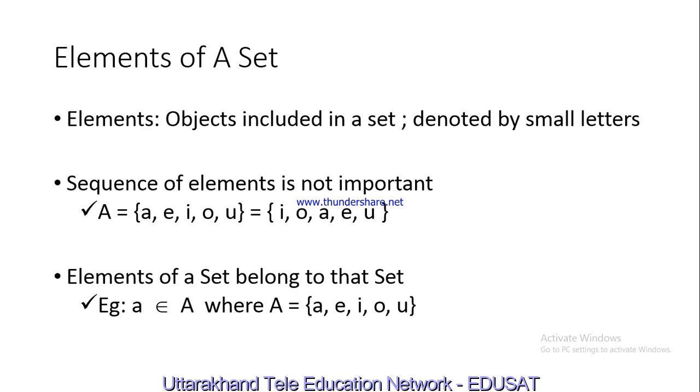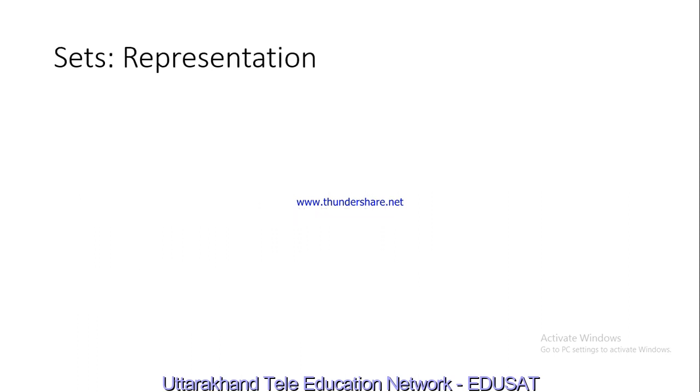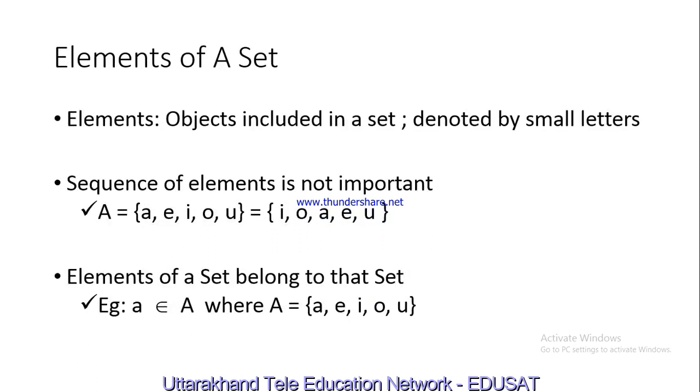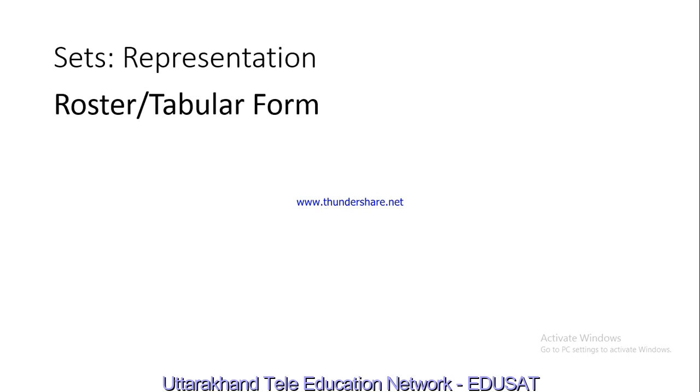So remember this sign that we used to denote the relationship. Here small a belongs to A. So this is the sign that we will be using to denote the relationship. It looks like E. Now how do we represent sets?